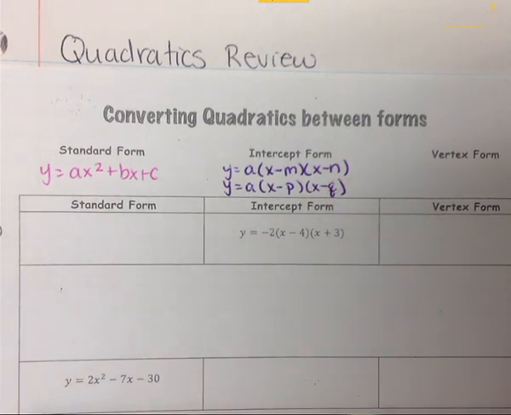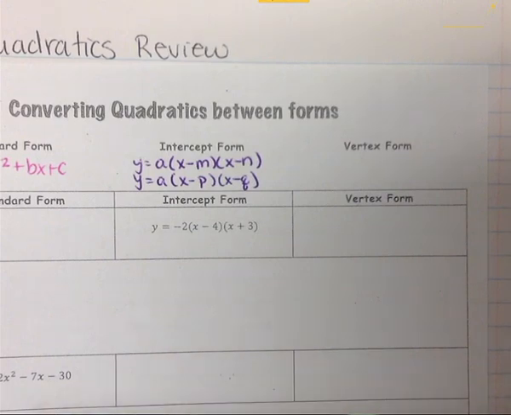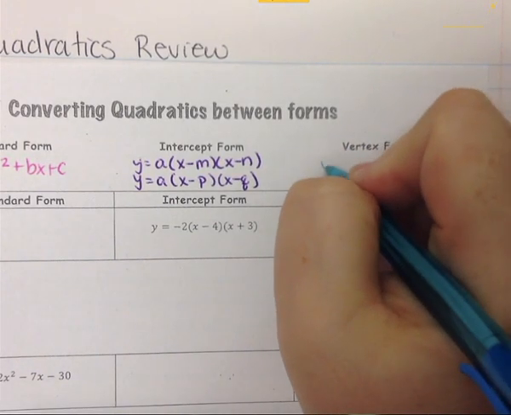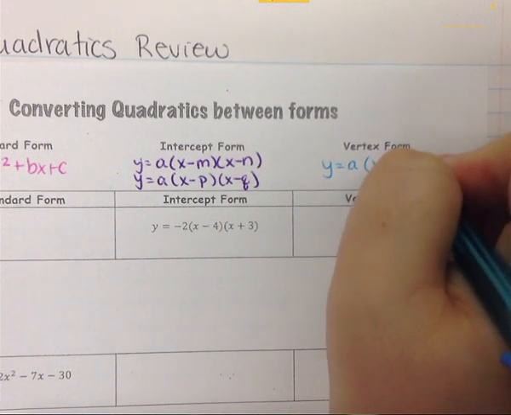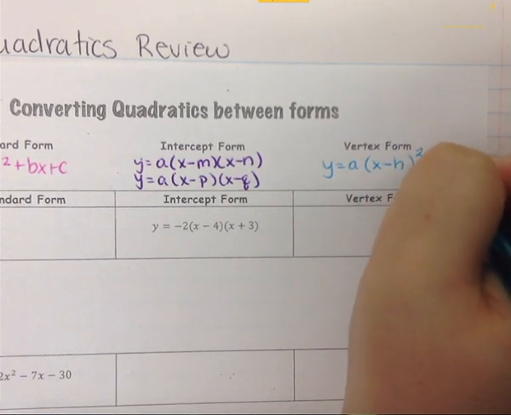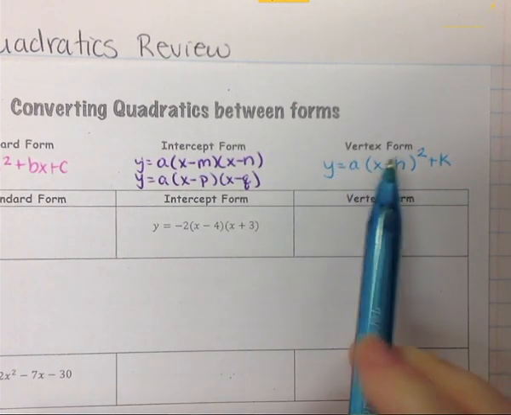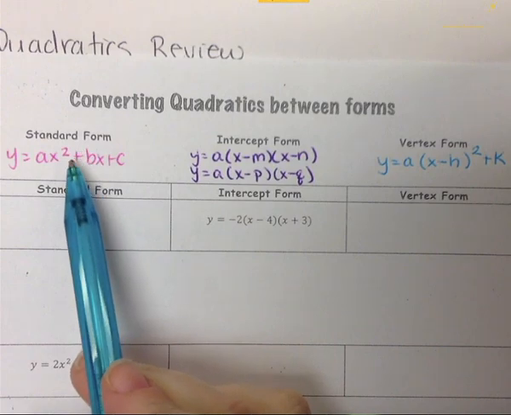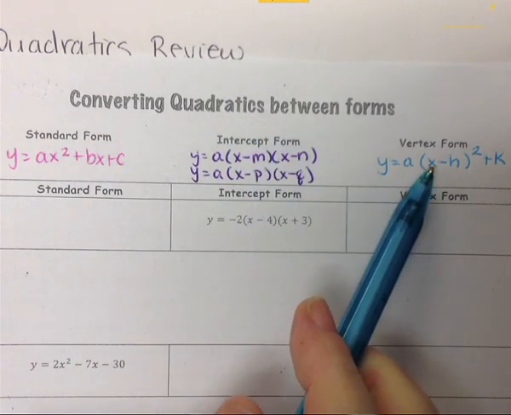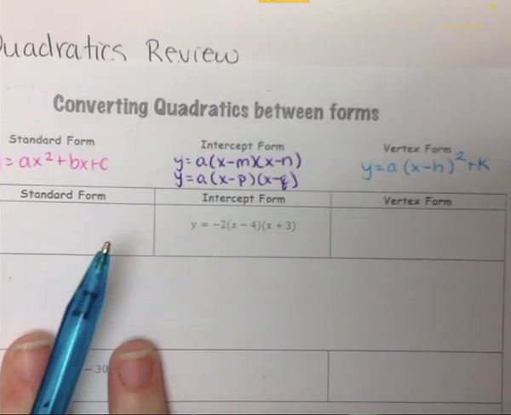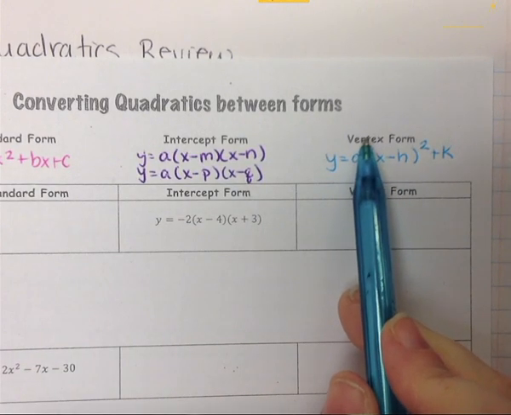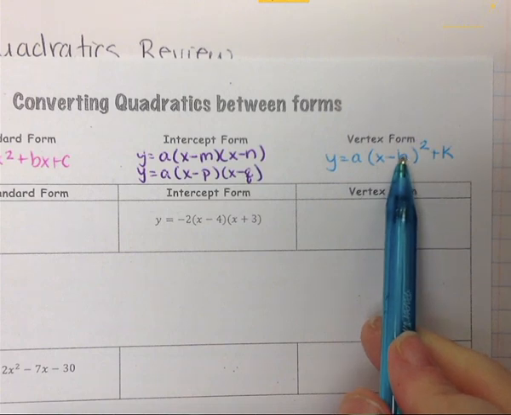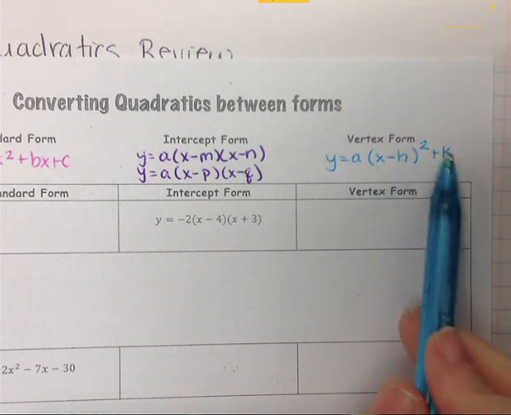The last form we're going to be looking at is vertex form. Vertex form is y equals a parentheses x minus h parentheses squared plus k. You get to vertex form by completing the square on standard form. Vertex form will give you your vertex of the parabola. The vertex of the parabola will come from the h value and the k value.